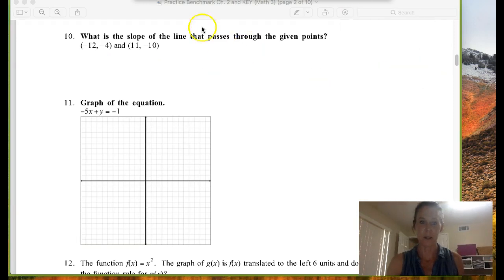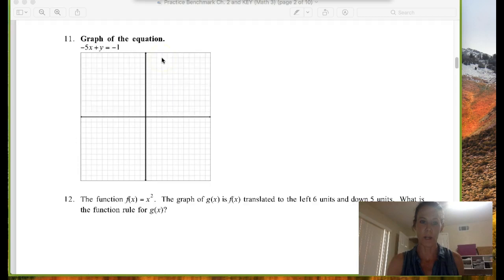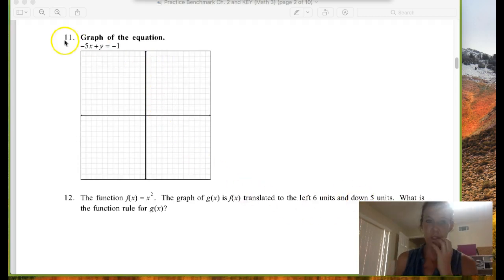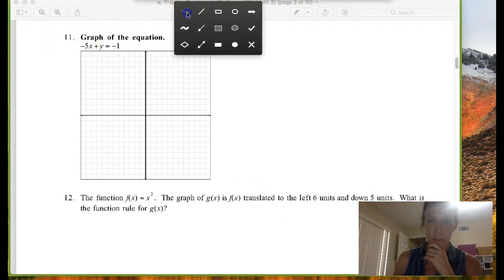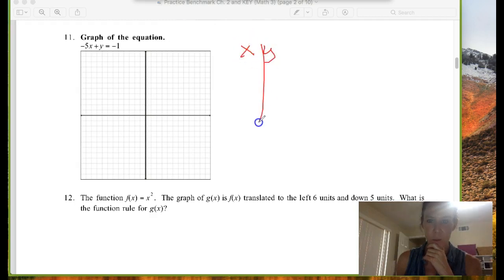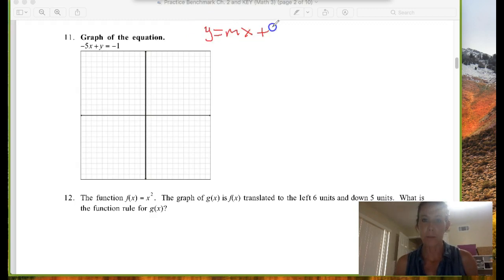Let's look at number 11. Graph the equation. This is just your basic slope-intercept equation. To graph, I want to put it in slope-intercept form. I could go ahead and do an XY chart like this and plug in 0 for X and then get out a value for Y. But I haven't solved for Y yet, and that's more work. Just use slope-intercept form. Okay, remember slope, y equals mx plus b. The value next to the x is the slope, and this is your y-intercept.